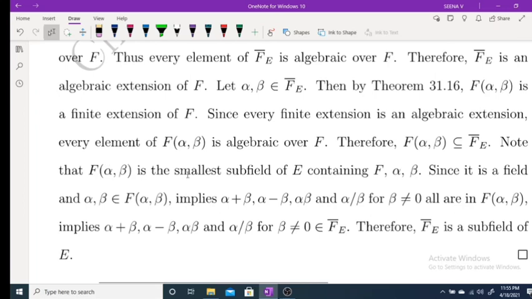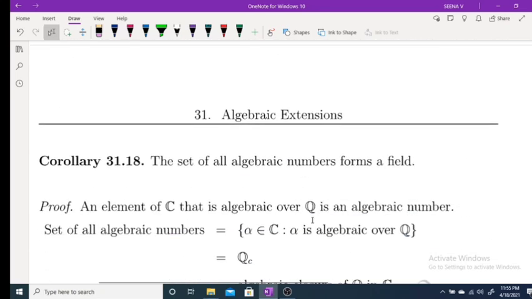Note that F(alpha, beta) is the smallest subfield of E containing F, alpha and beta. Therefore, since it is a field, alpha, beta belonging to F(alpha, beta) implies alpha plus beta, alpha minus beta, and alpha by beta, for beta not equal to 0, are all in F(alpha, beta). That means all are in F_E closure. Therefore, F_E closure is a subfield of E.